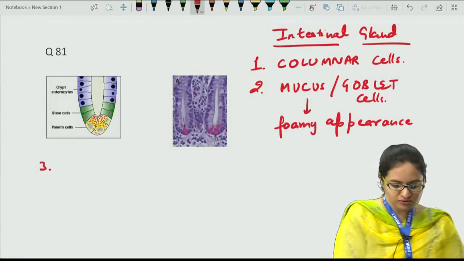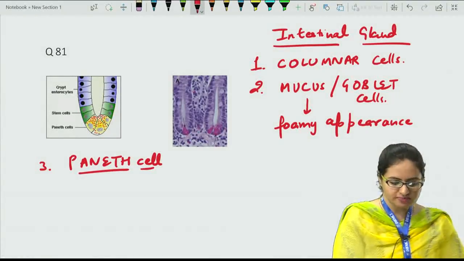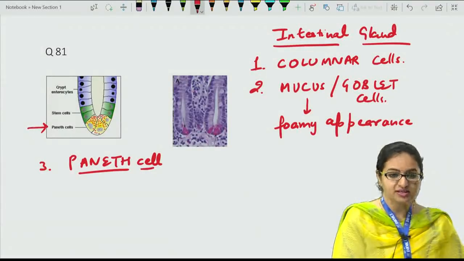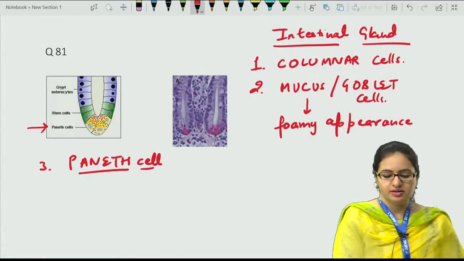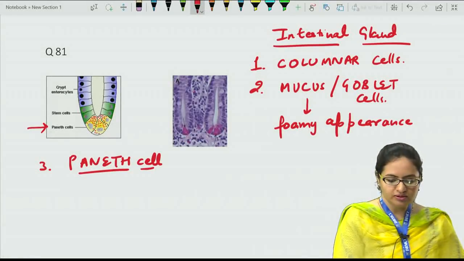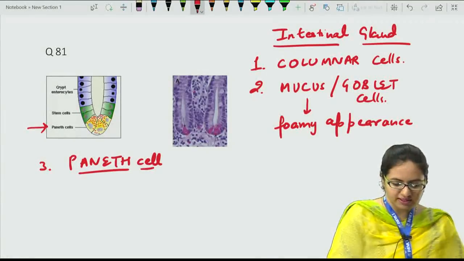Then the other type of cell which is present is the Paneth cell. The specific location of the Paneth cell is towards the base. If you see over here, these are the Paneth cells and they are present towards the base. The characteristic of the Paneth cell is that they migrate from the upper side to the lower side, coming from the upper portion of the gland to the lower portion of the gland.